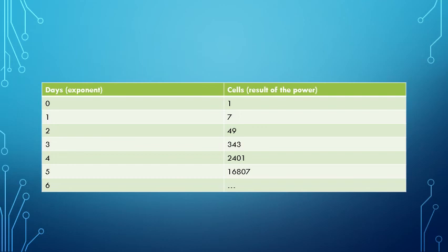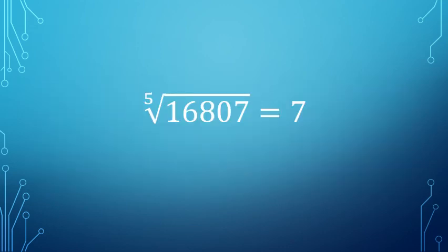And here, you see all of the results. In day 1, we had 7. But how did we find it? Well, we took the root. The fifth root of 16,807 is 7.